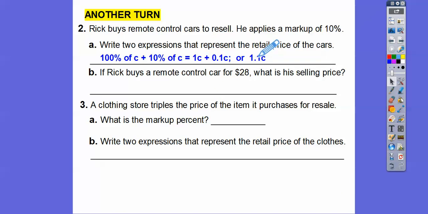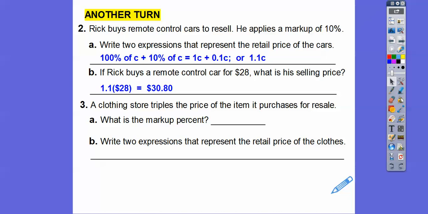So if Rick buys a remote control car for $28, what's his selling price? So I'm going to plug in 28 right there for C. C stands for the car's price right there. So 1.1 times 28, he's going to sell it for $30.80. Okay, that's about how much taxes are. I think it's about 10% or 11% here in California.